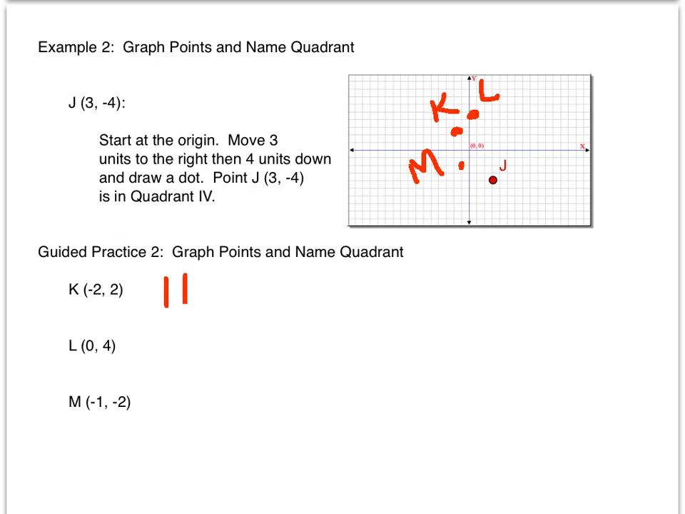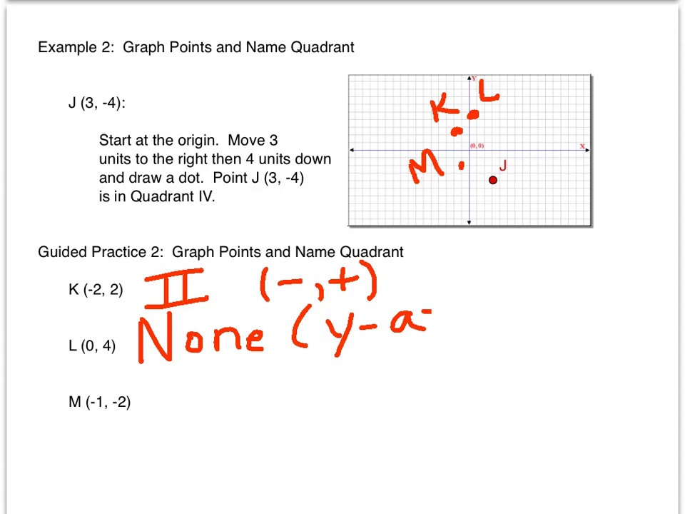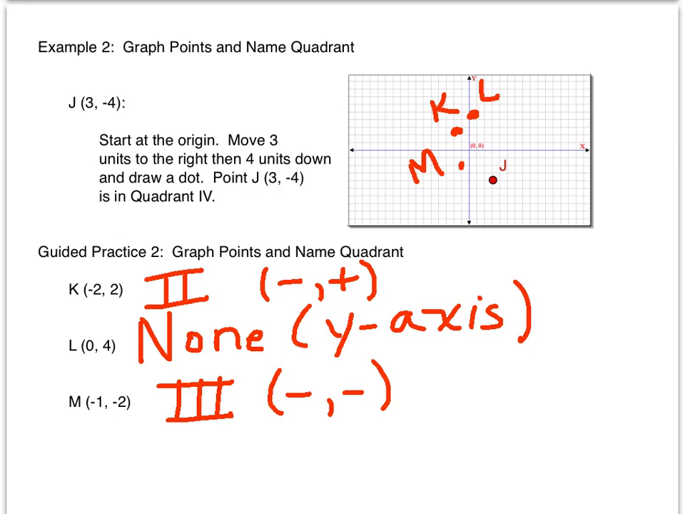K is located in quadrant 2. That's the one where you have a negative x and a positive y. L is located in none. It's on the y-axis, and anytime it's located on the x or the y-axis, the answer for the quadrant is none. And M is going to be located in quadrant 3 because this is where you find a negative x and a negative y.